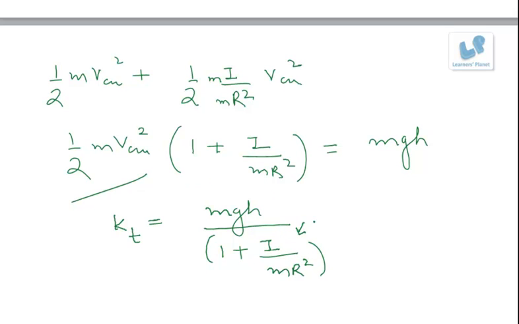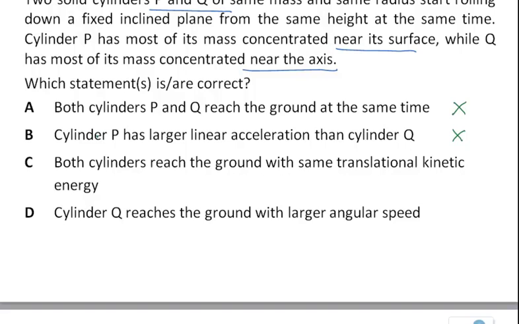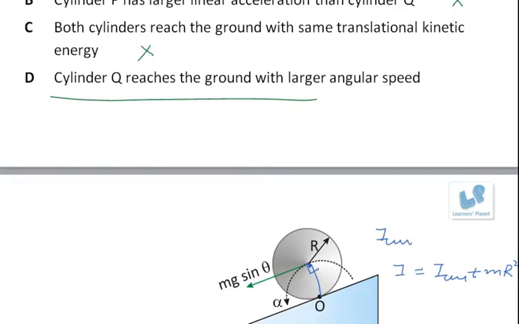Now since the value of I is different in both P and Q, it is actually more in case of P as compared to Q, therefore the translational kinetic energy of P will be less as compared to Q. This we are talking only of translational kinetic energy. So option C, that is both cylinders reach the ground with same translational kinetic energy, is wrong. So option D has to be correct because the other three are incorrect. Now let us see how this is correct.